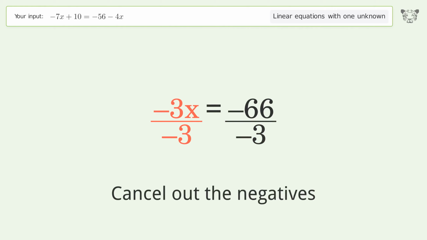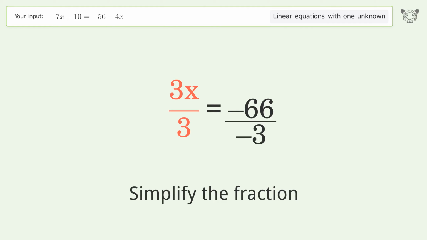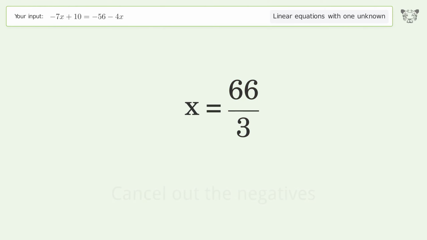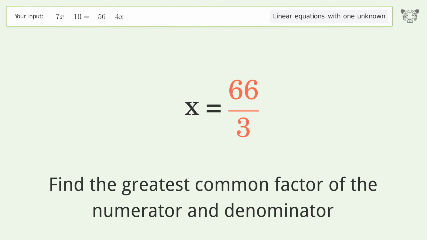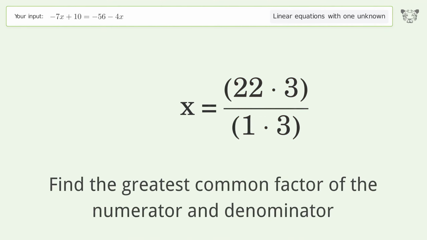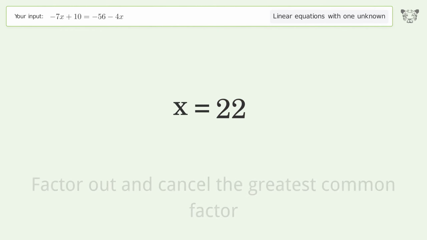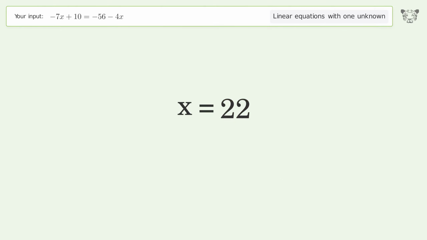Cancel out the negatives. Simplify the fraction. Cancel out the negatives. Find the greatest common factor of the numerator and denominator. Factor out and cancel the greatest common factor. And so the final result is x equals 22.